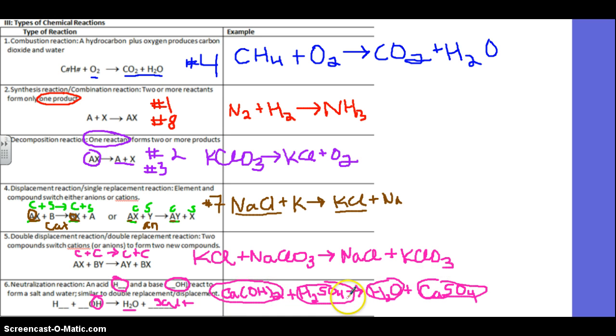It is compound and compound making a compound and a compound, but again, neutralization specifies you have an acid and a base reacting together to form that H2O and salt.